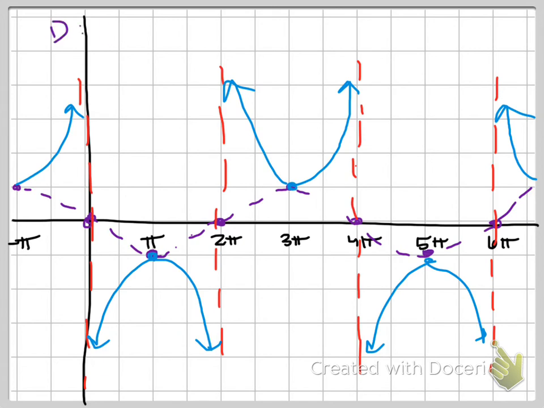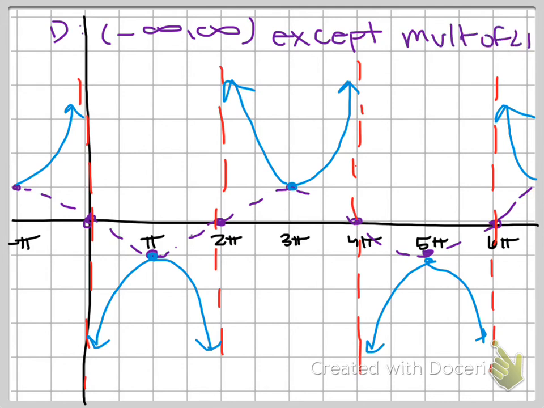So my domain is negative infinity to infinity, except, so yes, this will always have an exception. Except multiples of 2 pi. So notice every 2 pi is where we have an x-intercept. So it's at 0, 2 pi, 4 pi, 6 pi. The next time would be 8 pi. My range is negative infinity to negative 1, union 1 to infinity. And that's all for today. We'll pick up on this tomorrow.